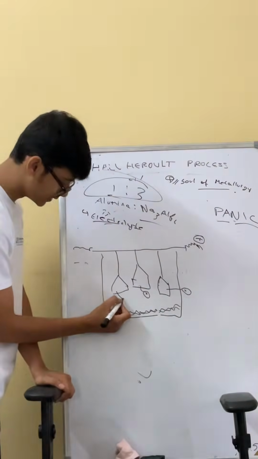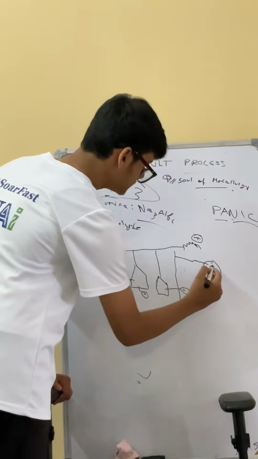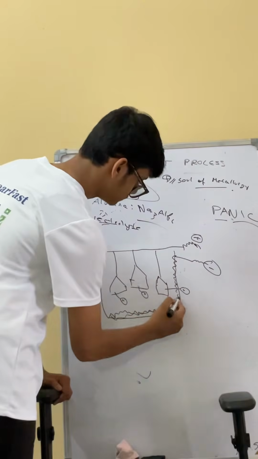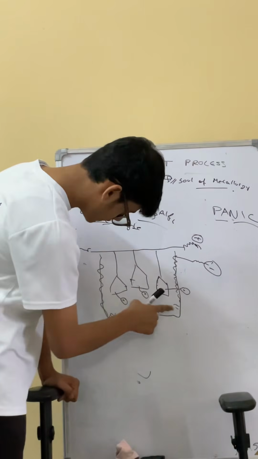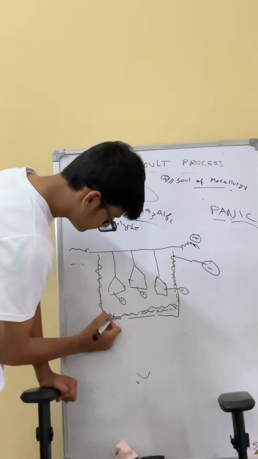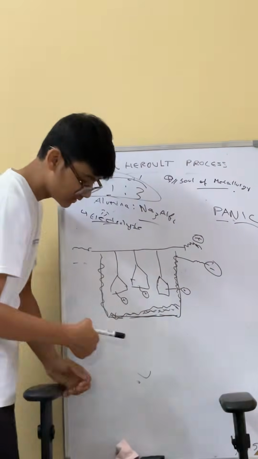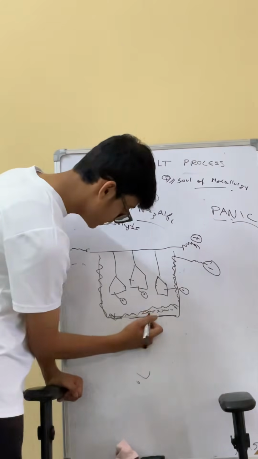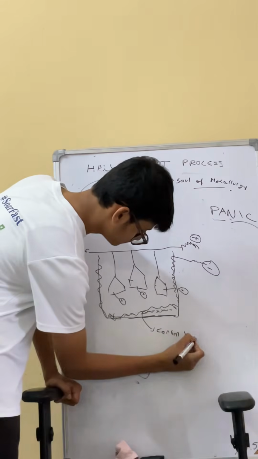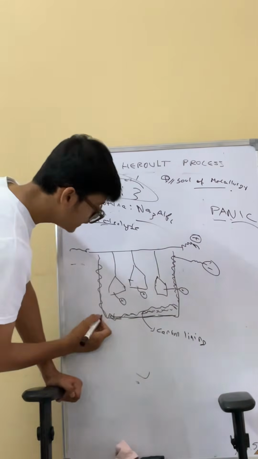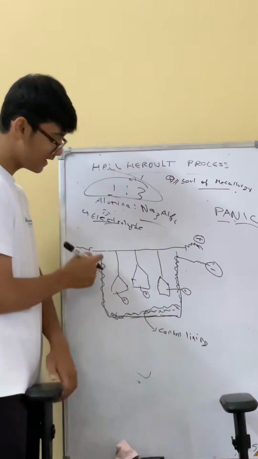Positive, positive, positive, and this is our cathode, this vessel. Only this boundary is the cathode. I don't have a different colored marker, so I won't do that. This is the carbon lining, and everything here is made from carbon. Carbon, carbon, carbon, everything.